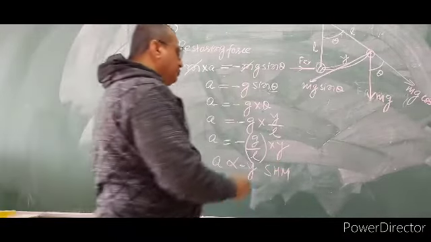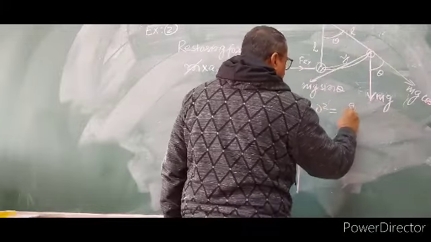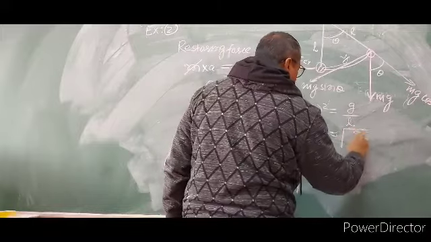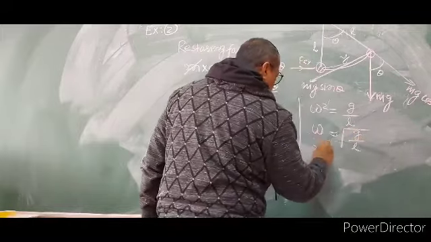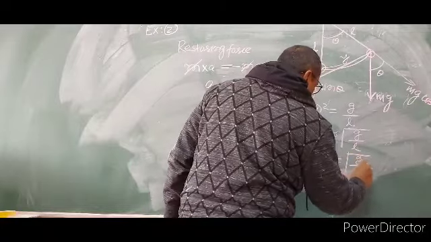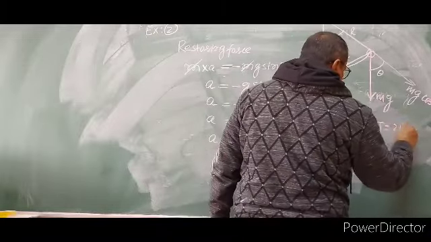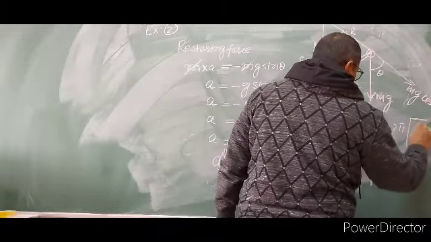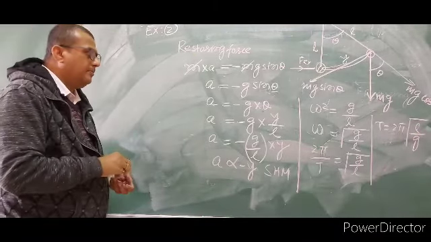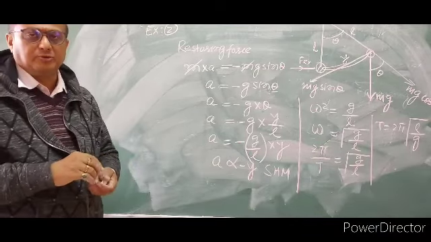Then omega square equals g by L. So omega is equal to the square root of g by L. 2 pi by T is equal to the square root of g by L. So T equals 2 pi root over L by g. So we got the time period of a pendulum using the concept of simple harmonic motion.